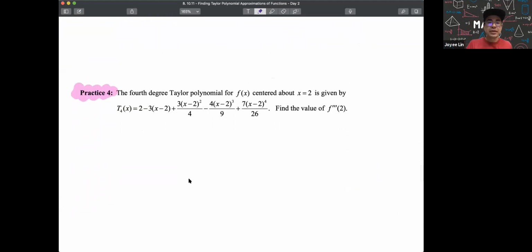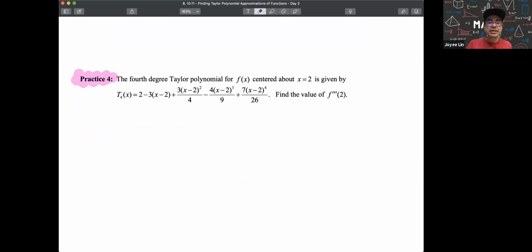Okay, this is another type of question that I've seen that's very, very common on either free response or multiple choice. Find the value of f triple prime of 2. So maybe on the test you will have worked out a polynomial and not know what f triple prime is. So if we want triple prime, then we want this one. So this, whoops, I missed the negative sign. This is our coefficient, -4/9.